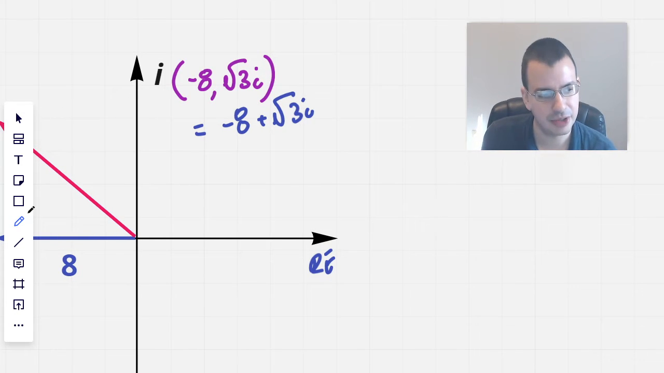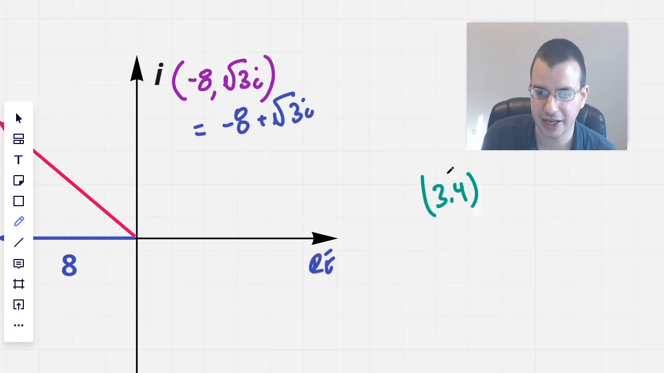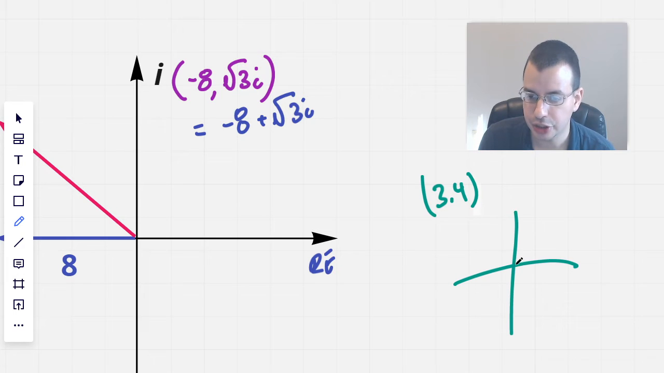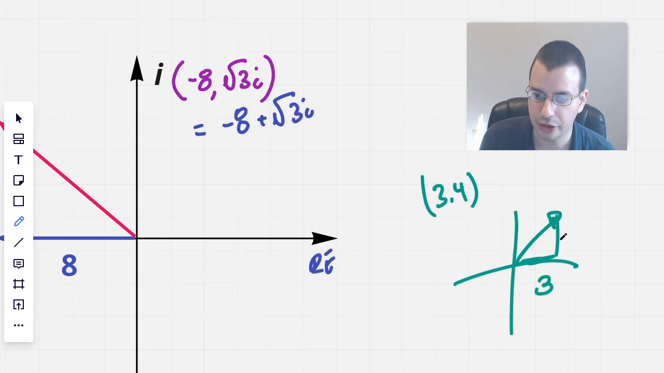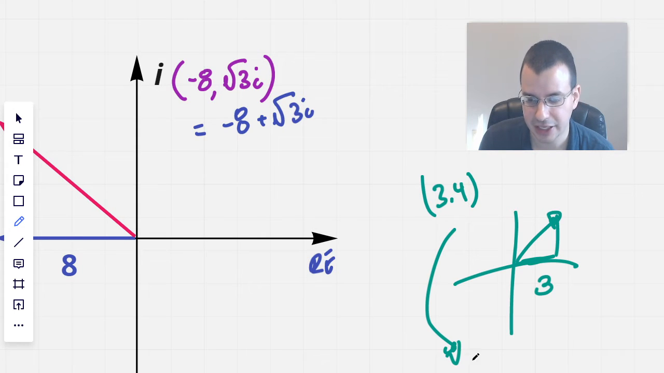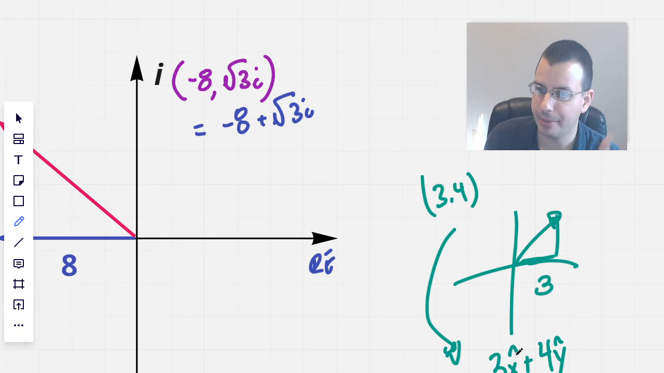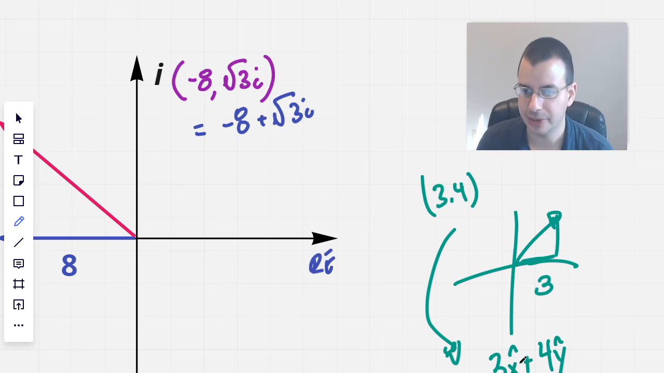This is a similar concept as if we had something like 3, 4, where this would be the x value, that would be the y value. So then we would have 3 in the x direction, 4 in the y direction, and you could rewrite this as 3x̂ plus 4ŷ. So you have 3 x's and 4 y's. The little cap on top, that just means it's a unit vector, so it's just a distance of 1.